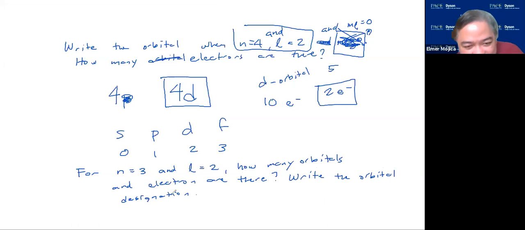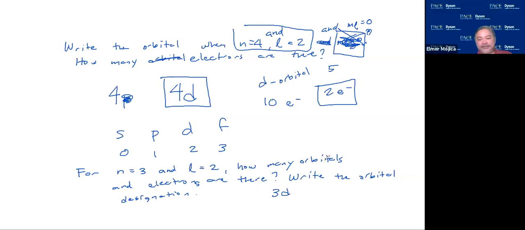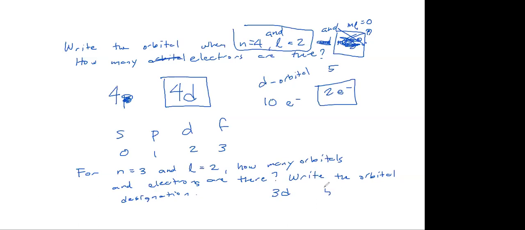So for n equals 3 and L equals 2, how many orbitals and electrons are there? Write the orbital designation. What's the orbital designation here? 3d. How many orbitals are there? 5.